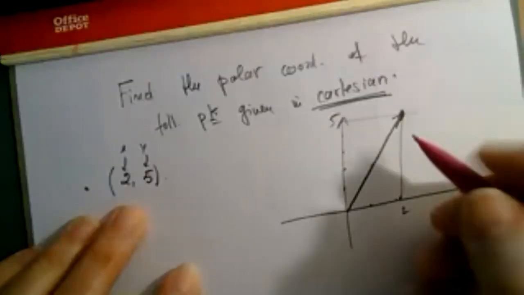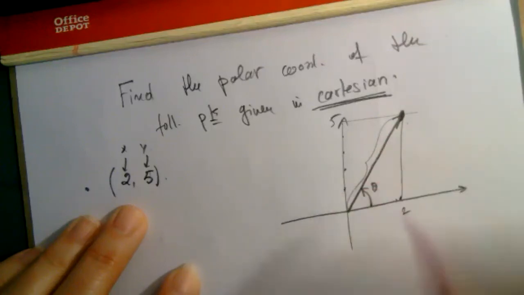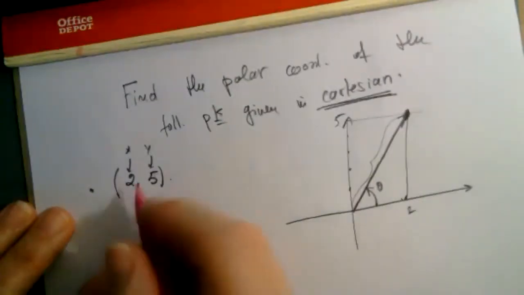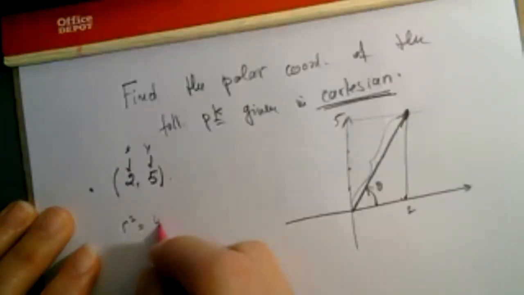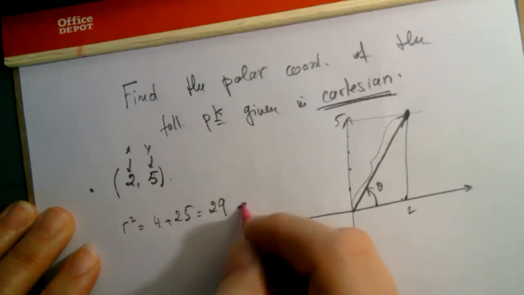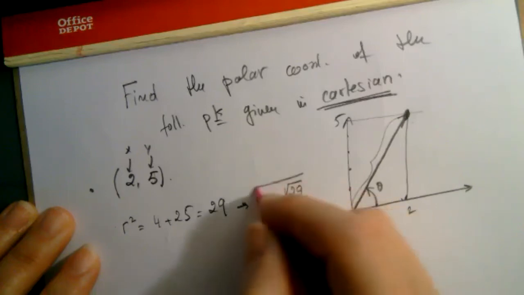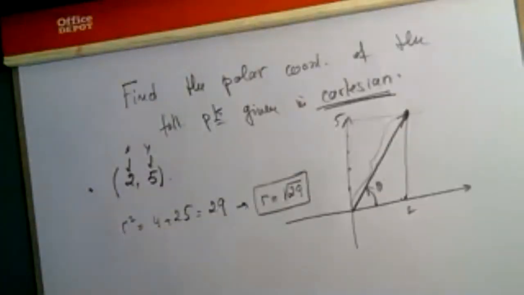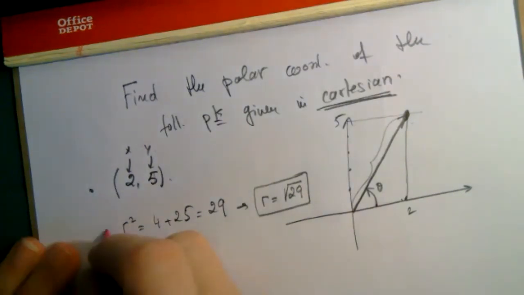Okay, and I need to find the r, and I need to find the theta. So first the r. Now this is simple. R squared is 4 plus 25. This is 29. It means r is plus or minus, but I will take the positive r, just because it's easier to understand.